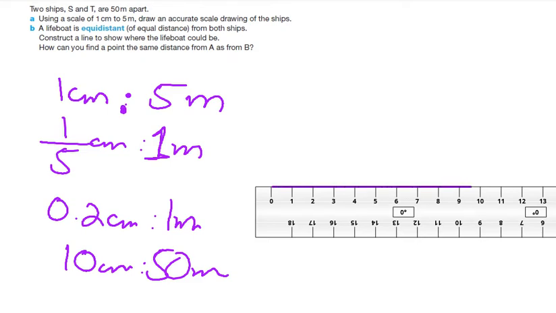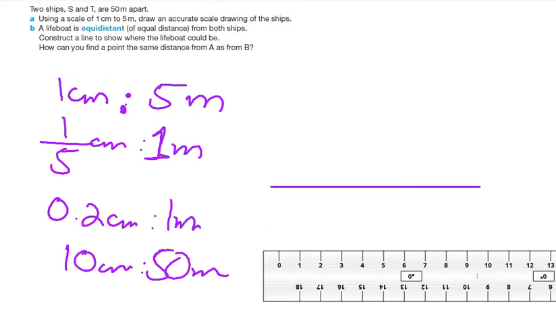Like this. Again, we need to draw a perpendicular bisector by using both ends. A lifeboat is equidistant from both ships. Okay, this is the S point and this is the T point. Or you can say two ships, and they both are 10 centimeters apart. Equidistant from both. Construct a line to show where the lifeboat could be. How can you find a point the same distance? Alright, so in this whole problem, we need to draw a perpendicular bisector.